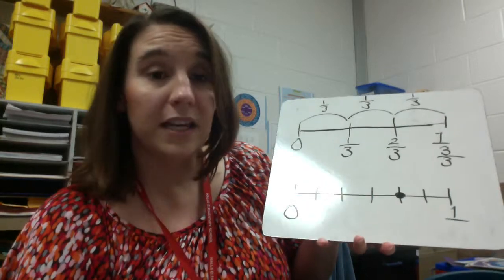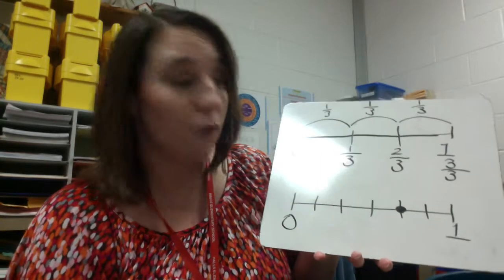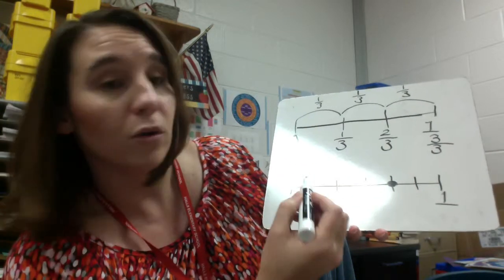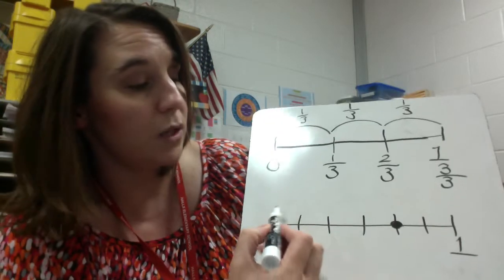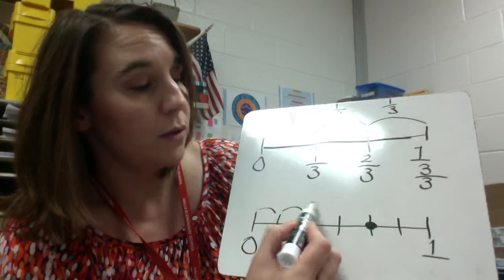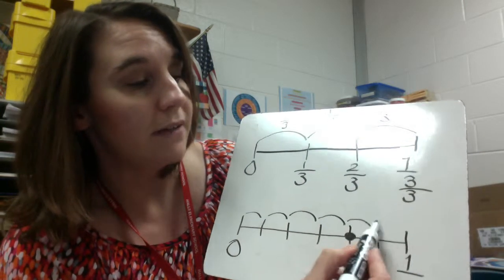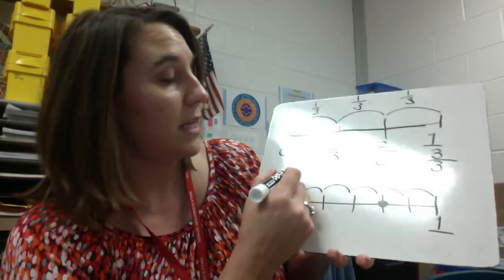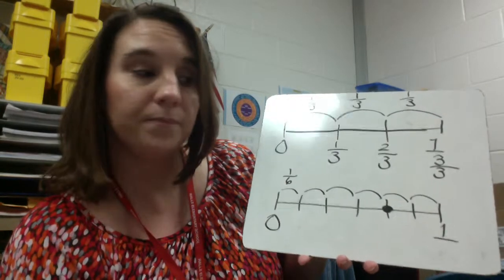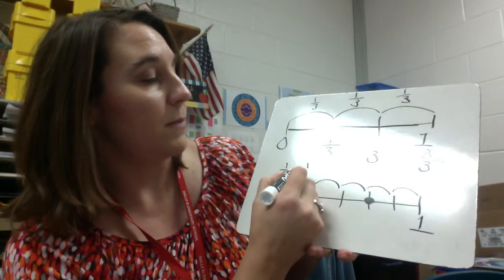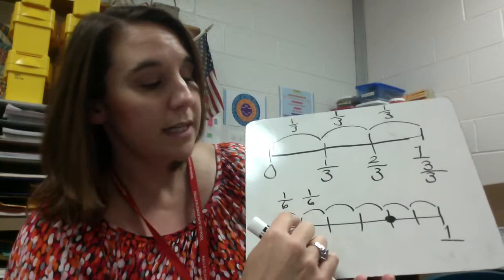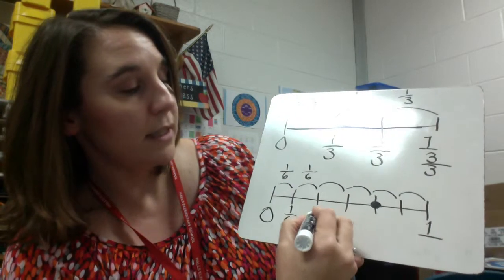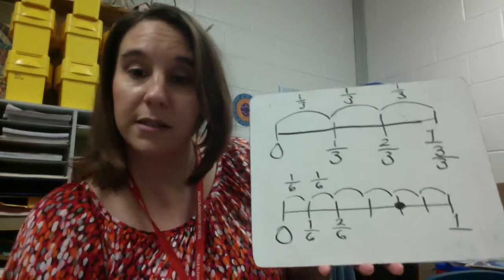So the first thing I have to think about is, what is my unit fraction? Well, my whole number line is broken into, or decomposed into, 1, 2, 3, 4, 5, 6 equivalent pieces. So I know that each unit fraction is 1/6. So this jump is another 1/6. 1/6 plus another 1/6 would put us at 2/6.